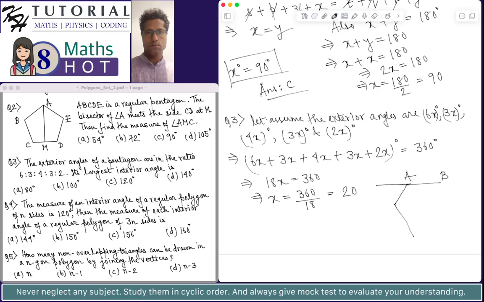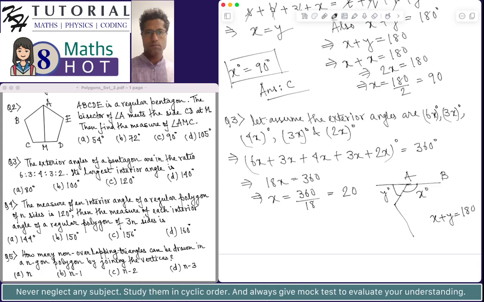So this is, let's say, the interior angle x degree, and this is the y degree, let's say exterior angle. Now it is asking what will be the largest interior angle, what will be the maximum value of x. The largest interior angle will be when the exterior angle is minimum. When y will be minimum, only then x will be maximum, because x plus y is constant. x degree plus y degree is always equal to 180 degree.